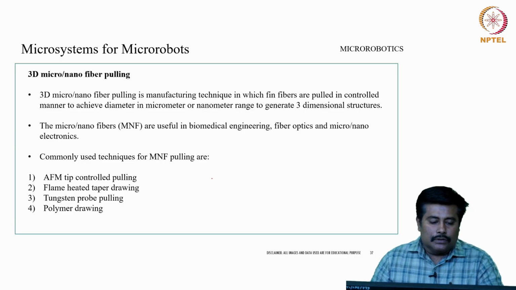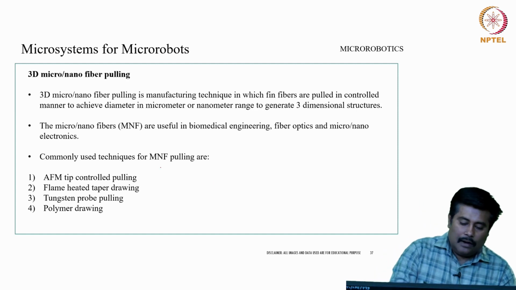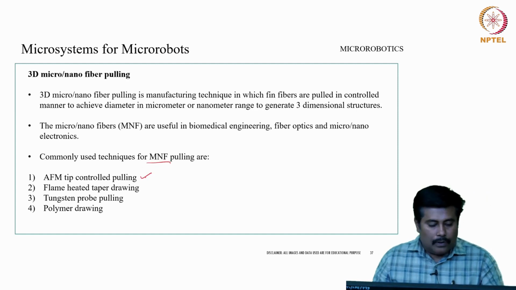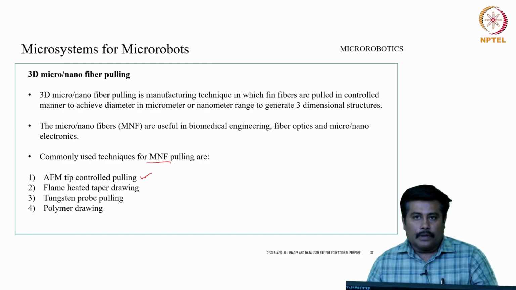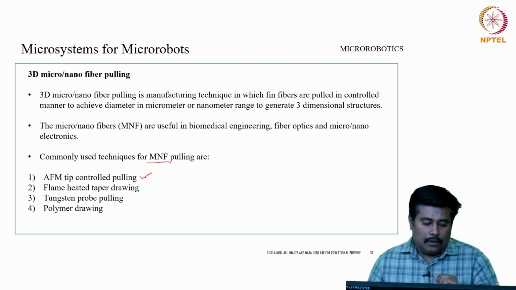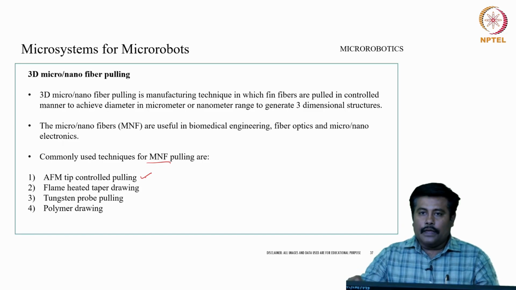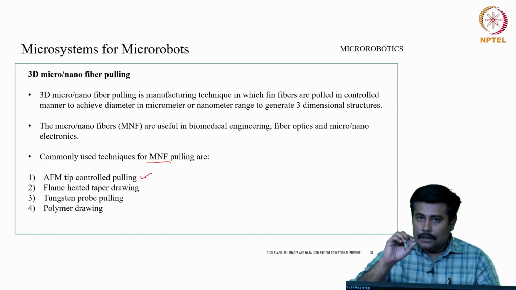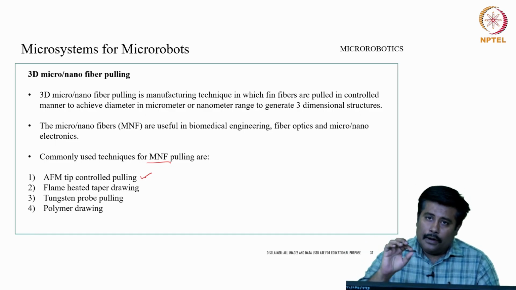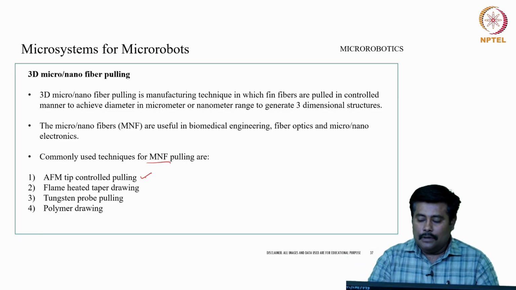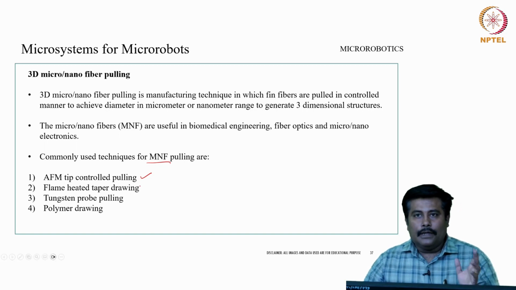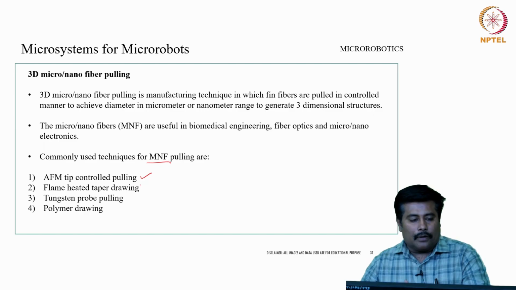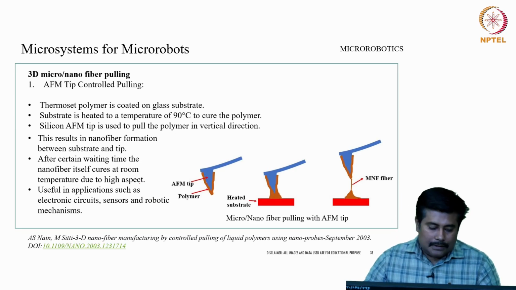Some of the commonly used micro and nano fiber pulling methods are AFM tip controlled pulling, flame heated taper drawing, tungsten probe pulling, and polymer drawing. In all these cases, one of the key aspects we need to consider is the overall coil diameter and overall length. Let us look into the overall methodology, how these pulling capabilities are deployed and how they have an impact on different fabrication processes.